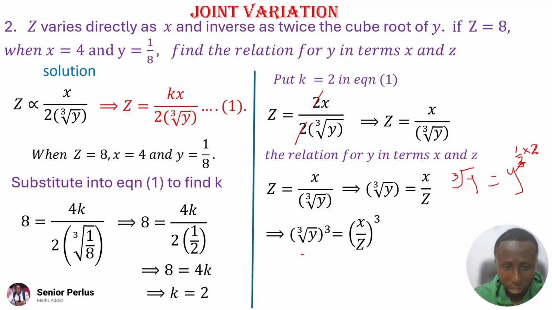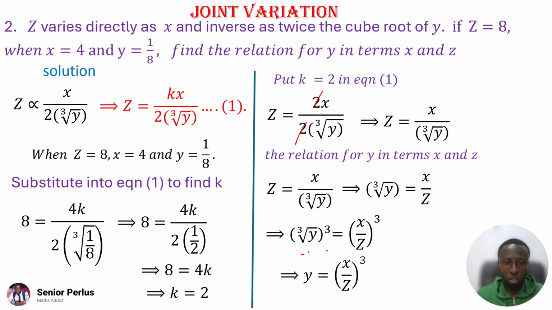So this can be written as 1 on 3 times the 3 here, so it will cancel. Okay, very nice. Good. So we take the cube of both sides so that we remove the cube roots. Then we have this. And this is what they are saying: find a relation for y in terms of s and z. That's our second example.